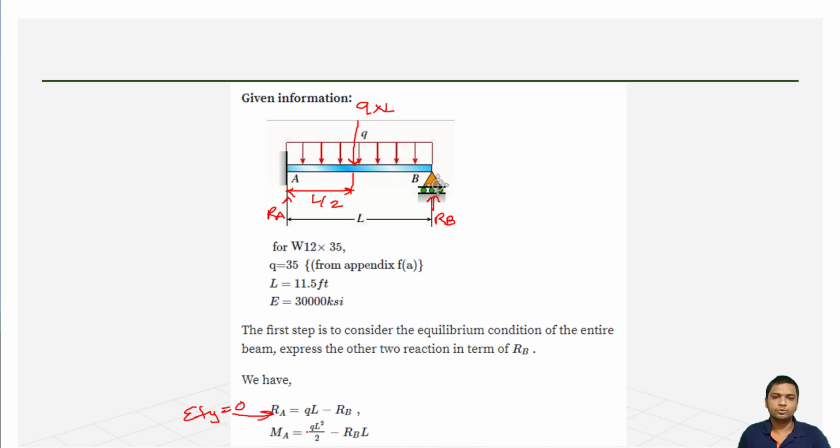Moment about A equals to 0. In that we are going to take moment about A. So here it will be Q into L by 2, that's QL square by 2, minus Rb into L, right? Here we are taking clockwise as positive and anti-clockwise as negative direction for the moments. So we have made two equilibrium equations, moment equals 0 and force equals 0.